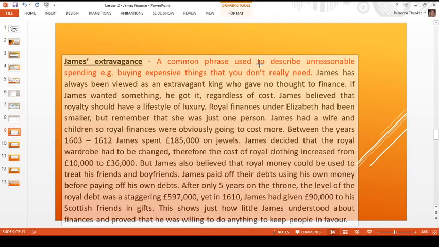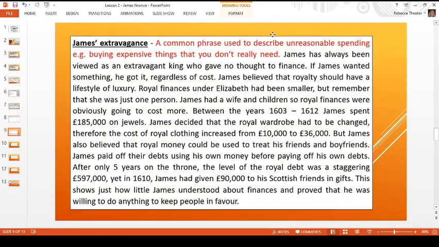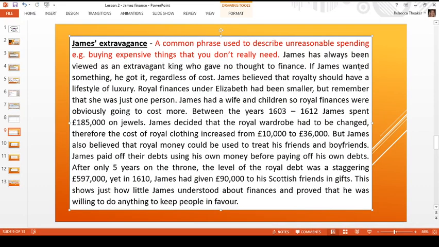Okay, so what is extravagance? Extravagance is a common phrase used to describe unreasonable spending, e.g. buying expensive things that you don't really need. So that would be the first thing you would put in your definition box next to extravagance.